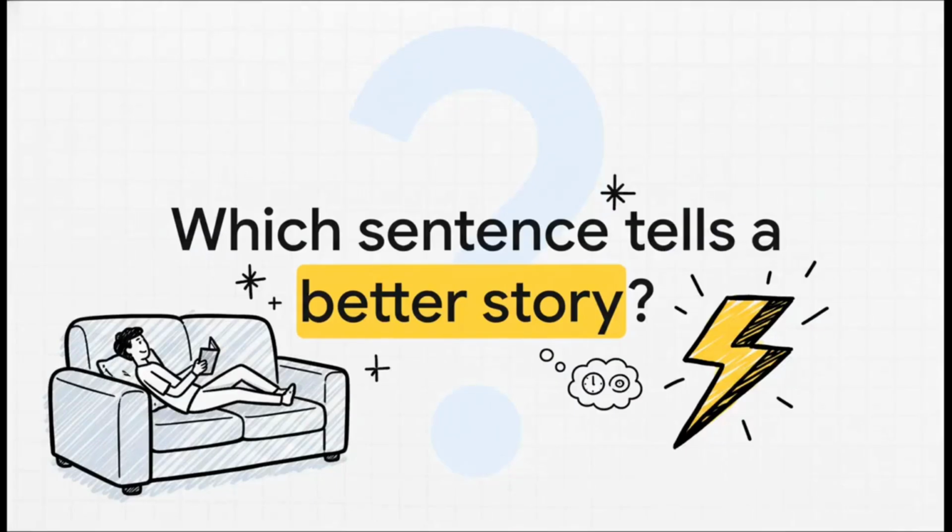So, yeah, which sentence tells a better story? It's the second one, right? No contest. It doesn't just tell you what happened, it actually paints a picture. It creates a whole scene. It gives us context. You can almost see it. Someone relaxing on the couch, totally absorbed, and then, suddenly, that interruption.